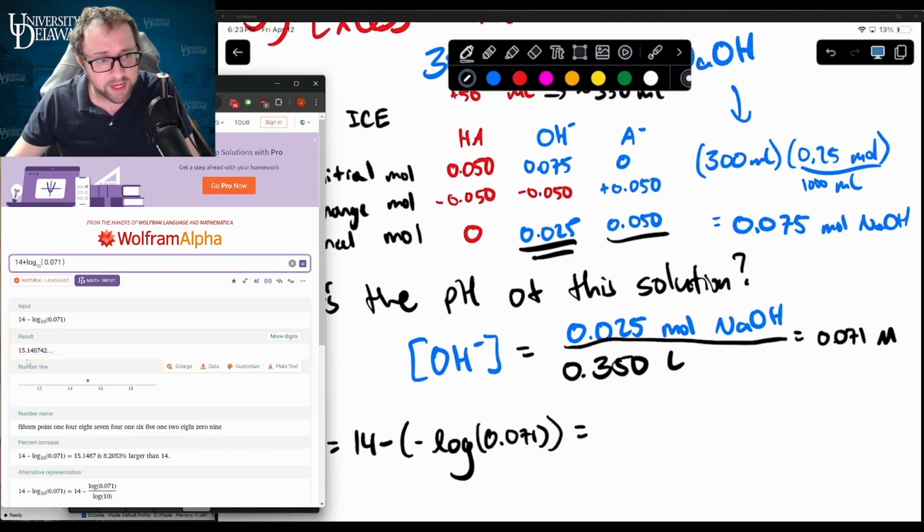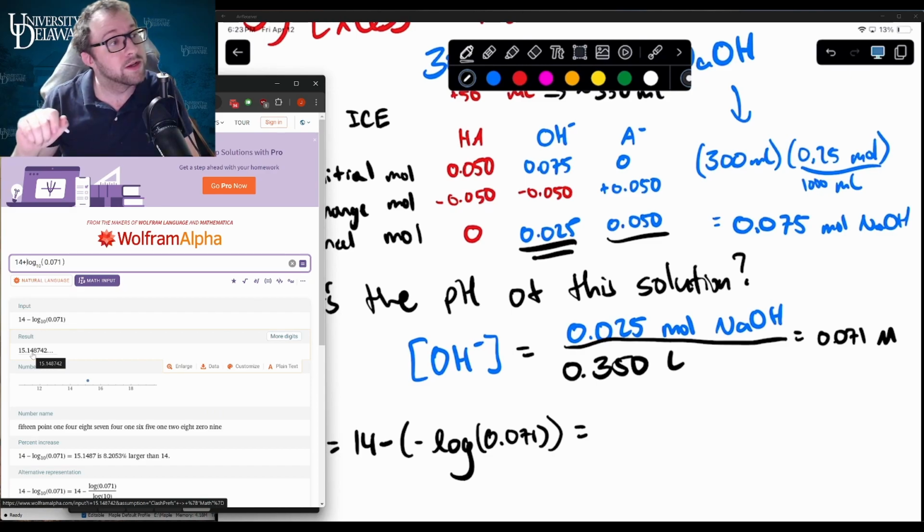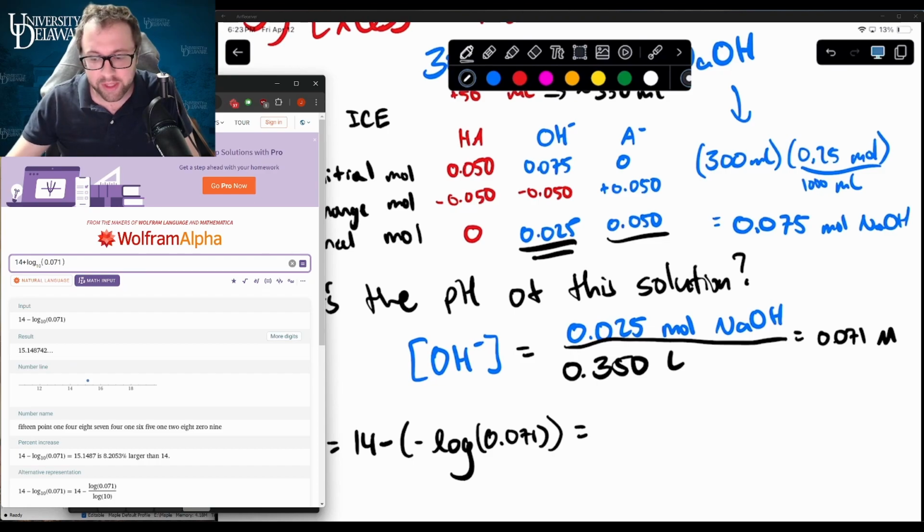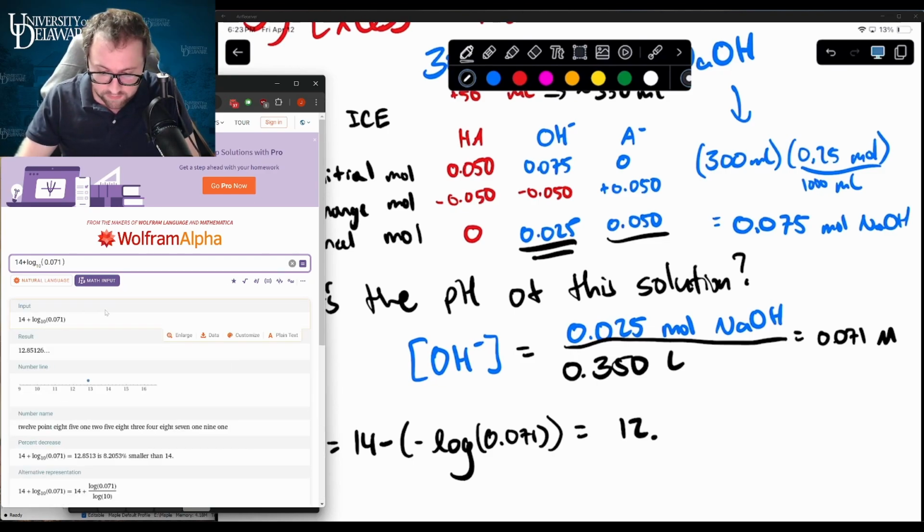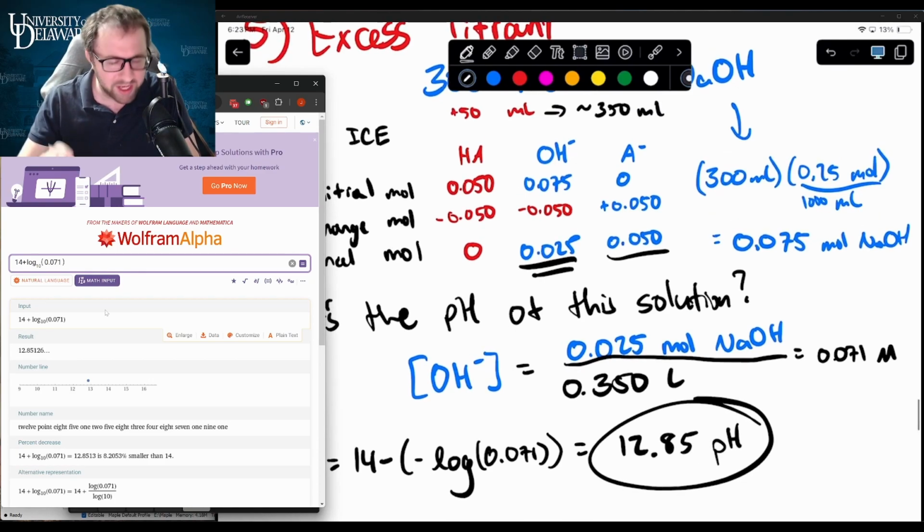Again, my hesitation here: is it possible to have a pH of 15? Absolutely. Are we going to have a pH of 15 from a 0.071 molar solution? No. In order to have pH 15, you have to exceed 10 molar OH minus. So again, we can check ourselves before we wreck ourselves, or as we wreck ourselves. So 12.85 pH. All right. And there's something interesting here, right?